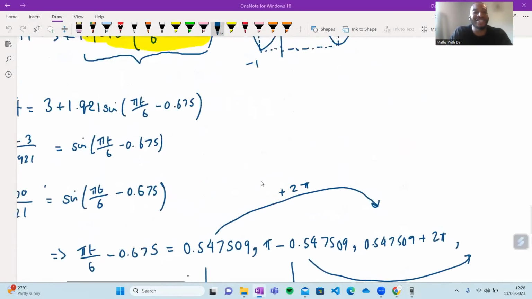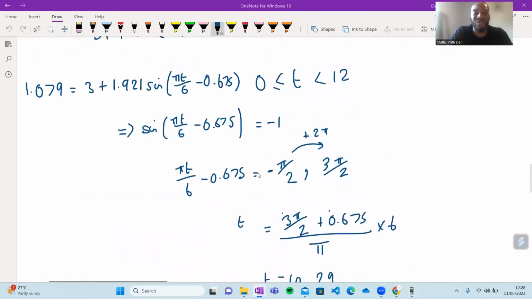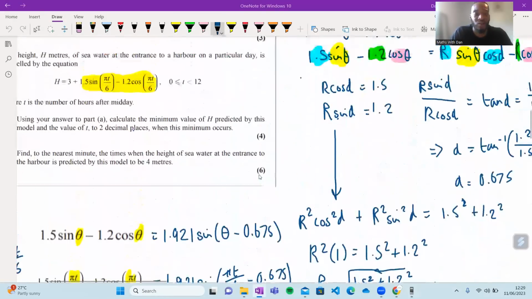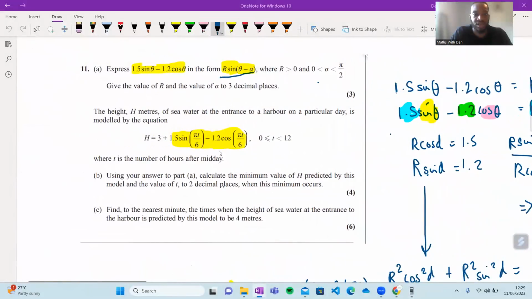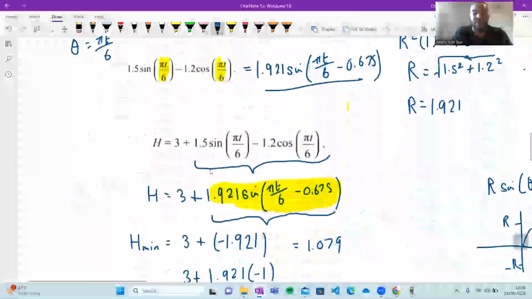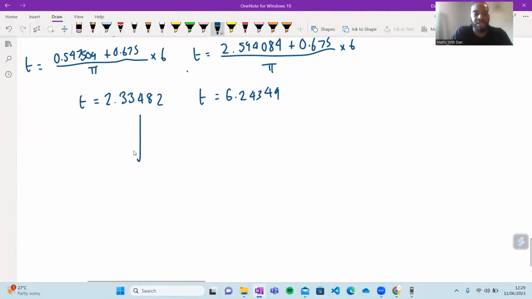Cool. So it says find to the nearest minute though. Remember, what was t in? t was in terms of hours, wasn't it? It said something about hours. It did, number of hours after midday. So we're just going to times these two numbers by 60 and we're done. Times by 60 and see what we get.